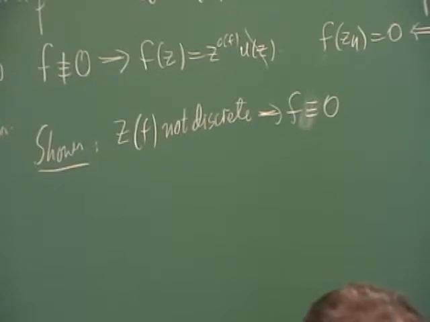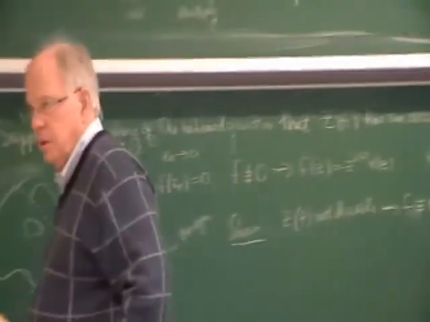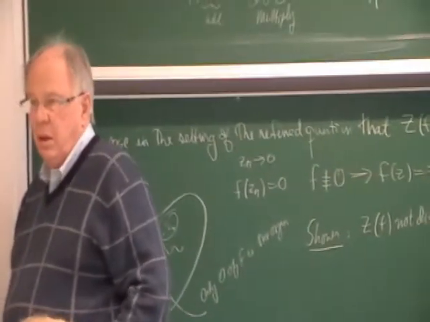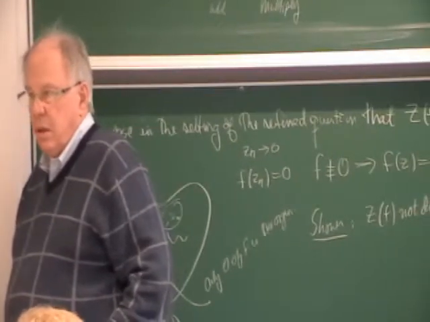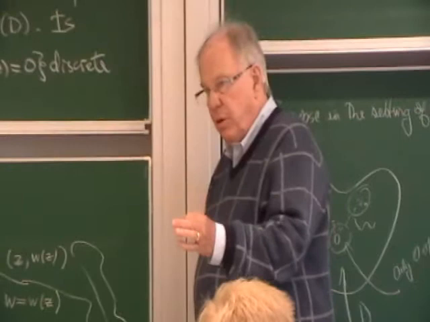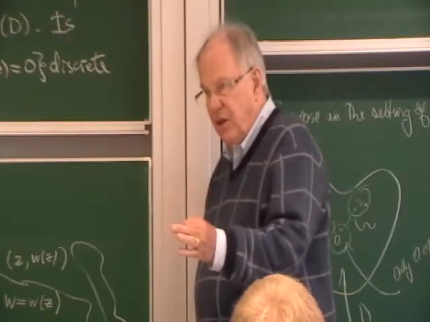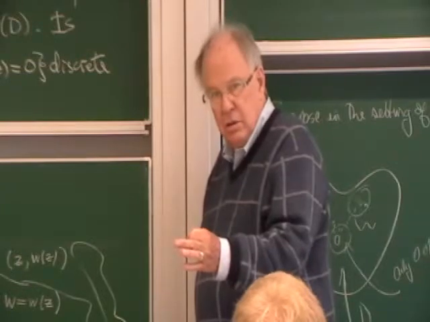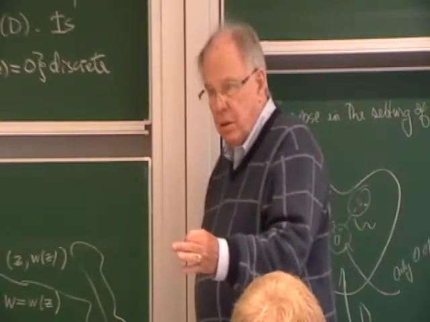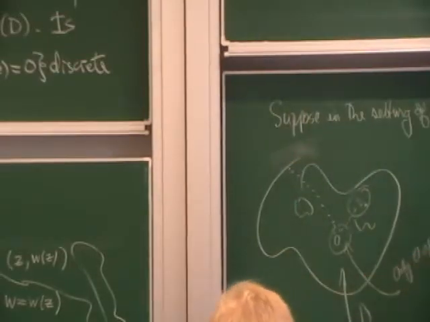Yeah. No, discrete meaning finite or countable? Discrete means what it means. Neither. Discrete means that given a point in the set, there's a neighborhood about that point which does not intersect the set elsewhere. Maybe I should write it.